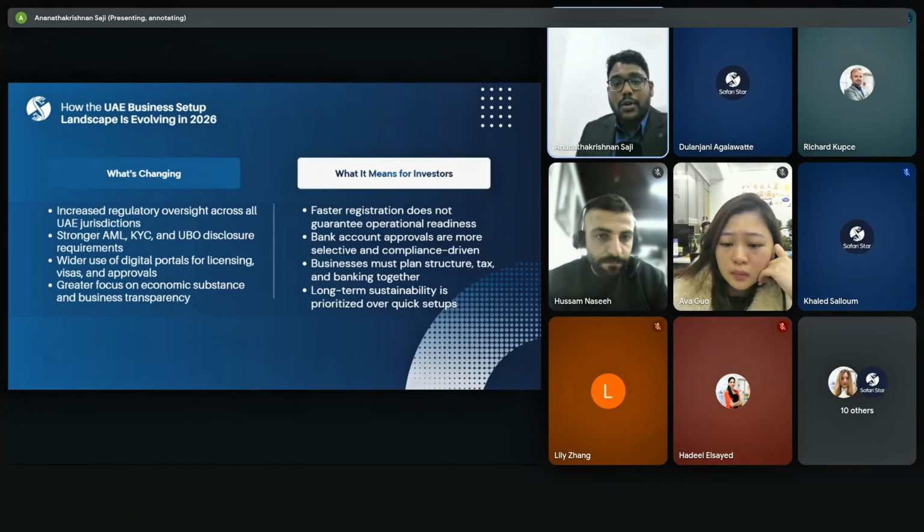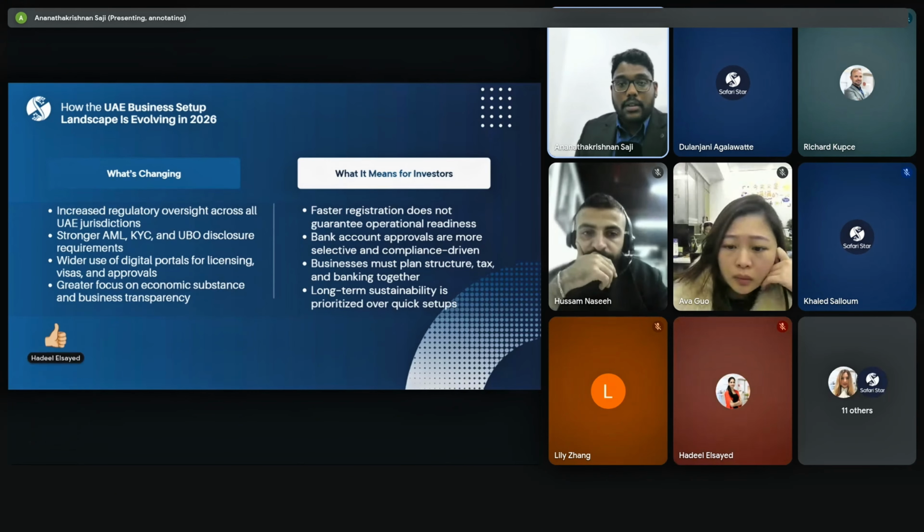The second one is stronger AML and KYC and also the UBO disclosure requirements. Nowadays, registering a company is not the end point, it's basically the starting point. Right after company registration, all free zones go through security checks. Let's say you are coming as an individual shareholder to the company, they will collect your passport and check everything, all the regulatory bodies where you are identified as the UBO, and also if there are any strikes on you as a person.